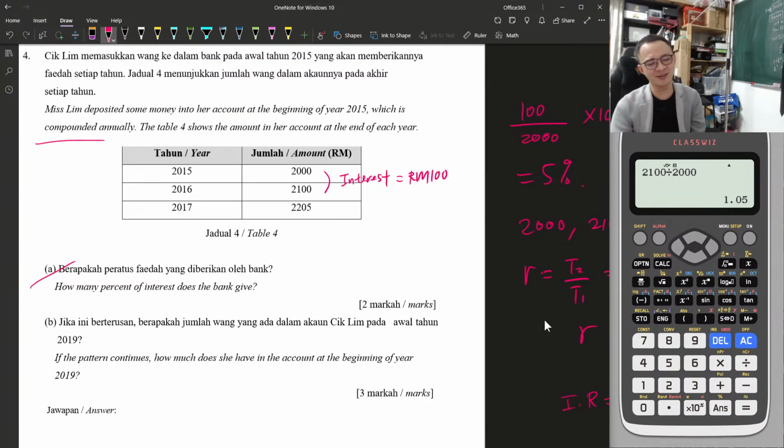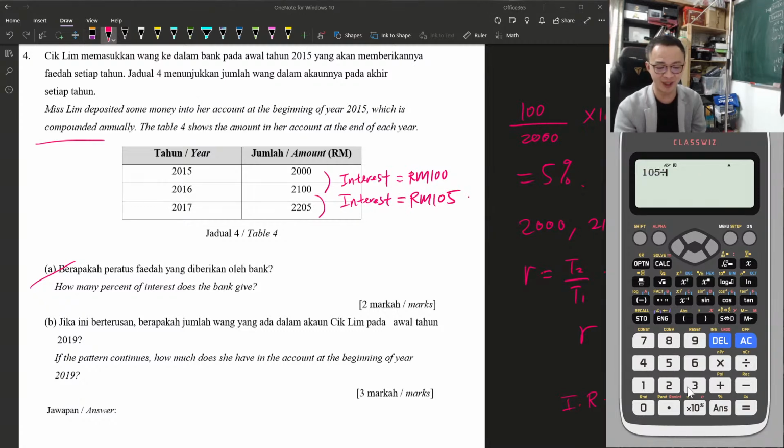Yeah, you might think maybe I don't like the first two numbers, I prefer the second one. Let's see what happened. For 2016 to 2017, the interest here is 105. So if you use 105 divided by 2100 times 100%, you will still get 5%. Don't worry, because the interest rate is fixed, but this is compound interest. It means the number increased already, and from there I increase 5% again.